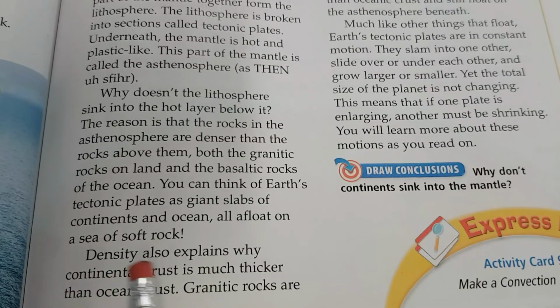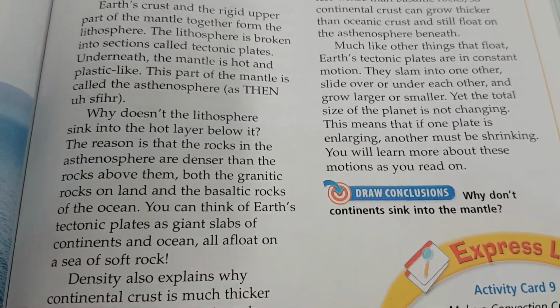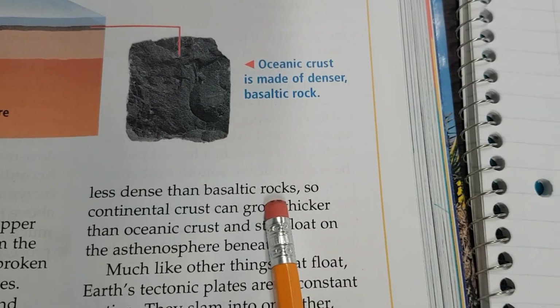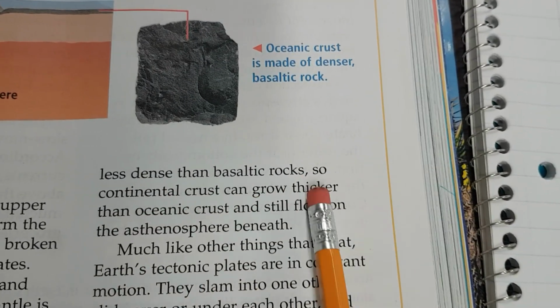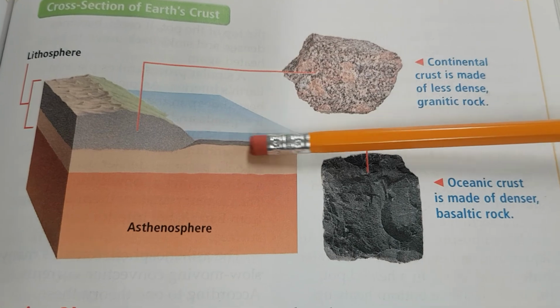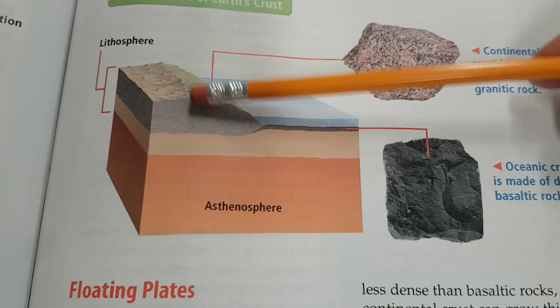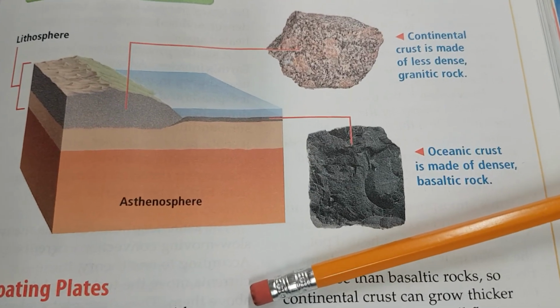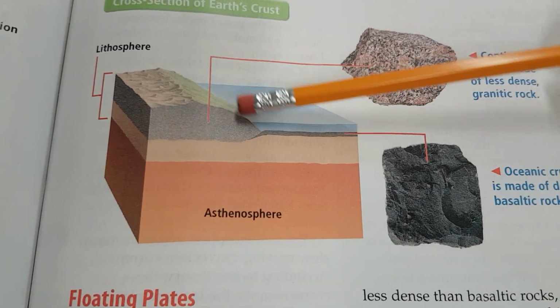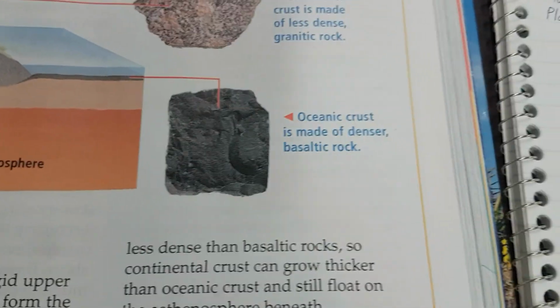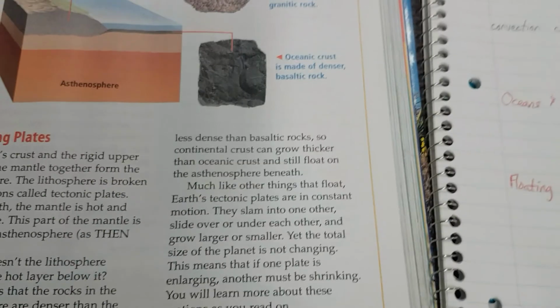Density also explains why continental crust is much thicker than ocean crust. Granitic rocks are less dense than basaltic rocks, so continental crust can grow thicker than ocean crust and still float on the asthenosphere beneath. Okay. So this is more dense than the granitic rock. If it gets too thick, it would just sink into the asthenosphere. The granitic rock is less dense, so it can grow thicker before it gets too heavy to fall in. Okay, that kind of makes sense.